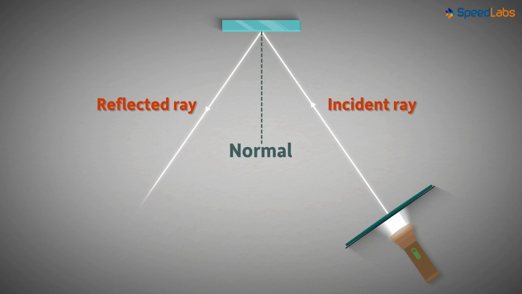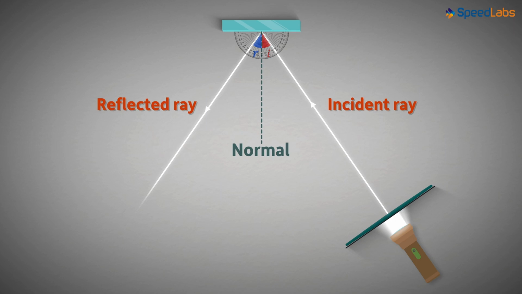Also draw a normal to the mirror surface. Remember, the normal is a perpendicular line drawn at the point of incidence. What are these two angles called? This angle is called the angle of incidence and represented by I, while this angle is called the angle of reflection represented by R. Measure these two angles with the help of a protractor.